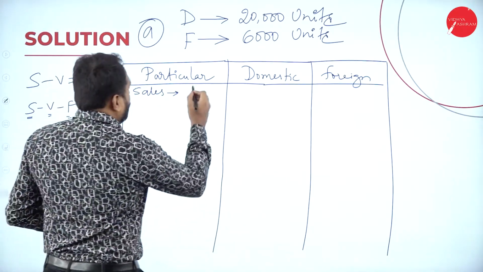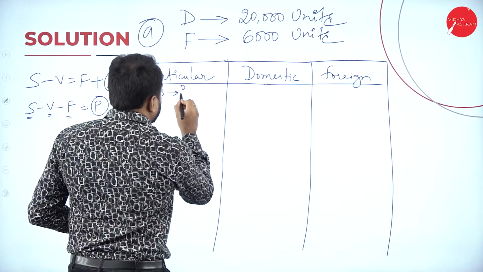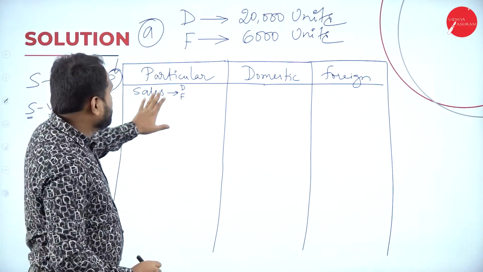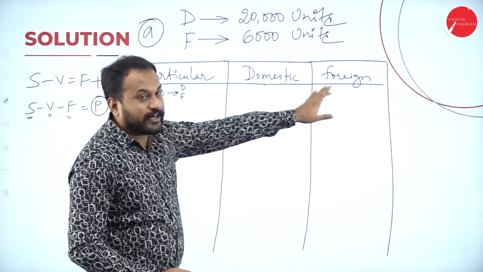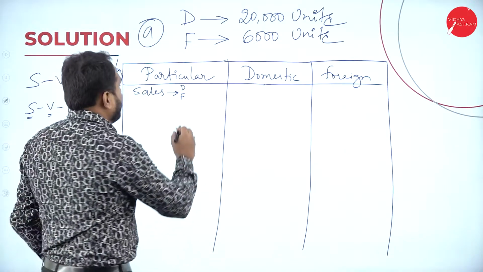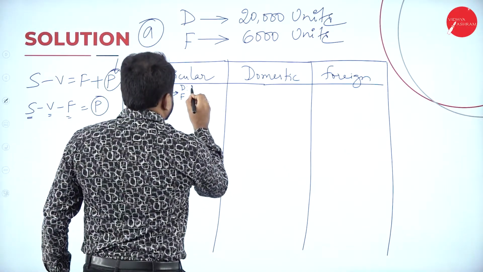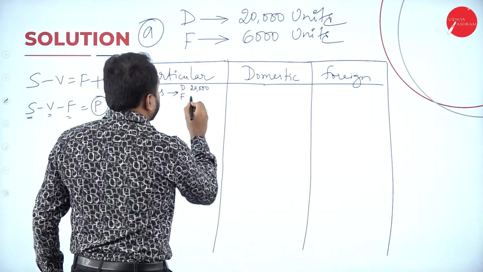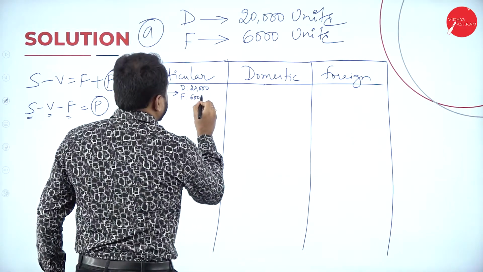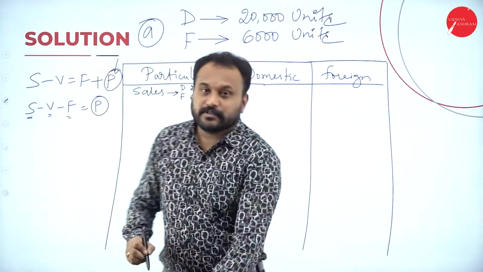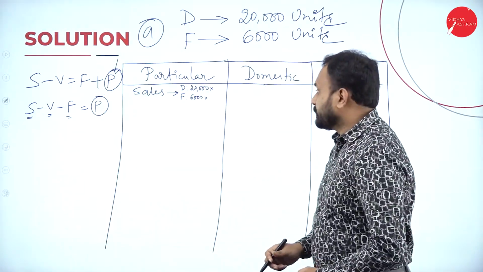Now here the sales. I'll write here domestic, I'll write here foreign. If you are able to see this, domestic is there, foreign is there. Now what is the working note? Domestic, how much is the unit? 20,000 units. So I'll write here 20,000. Foreign is how much? Here we have 6,000 into. Now what you are supposed to do is check the question.